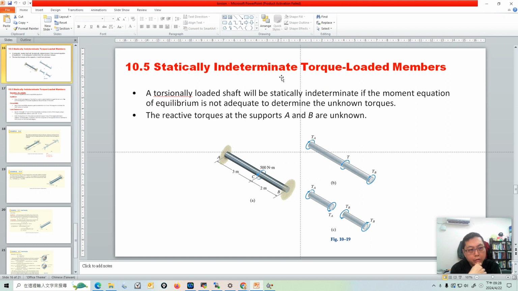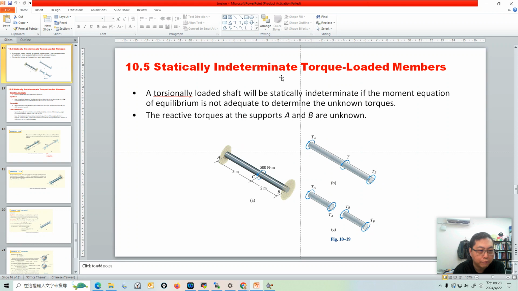Indeterminate, we have already talked about it. Indeterminate doesn't mean it cannot be solved. Indeterminate means you have to find one more equation by yourself. Here is a very similar description as in axial loading.